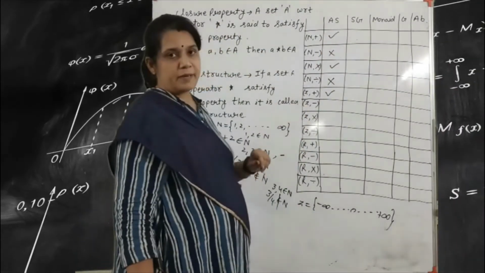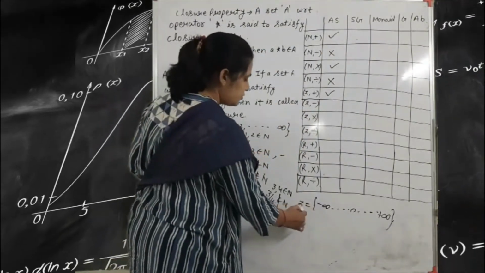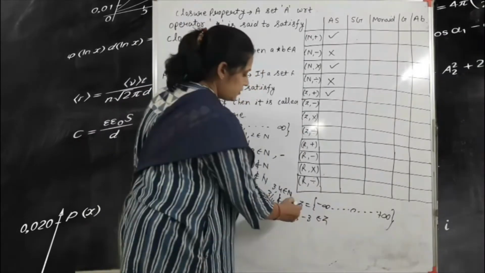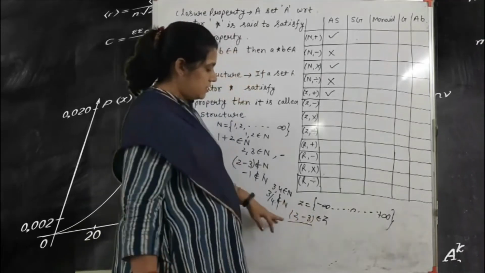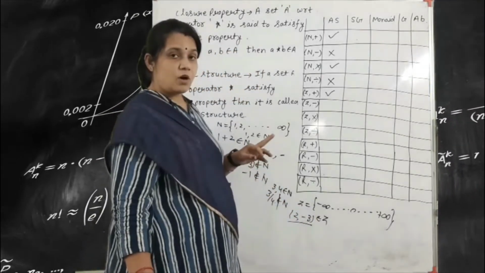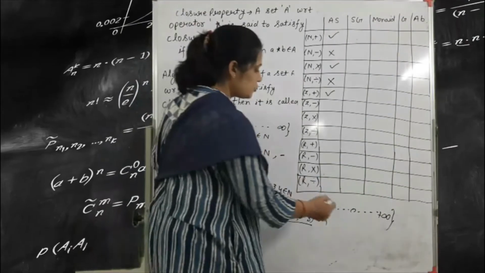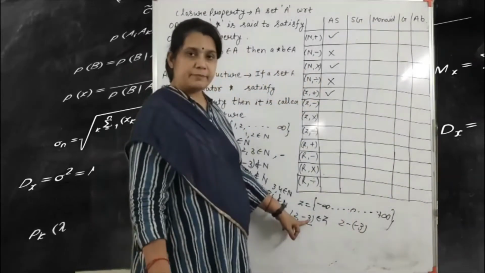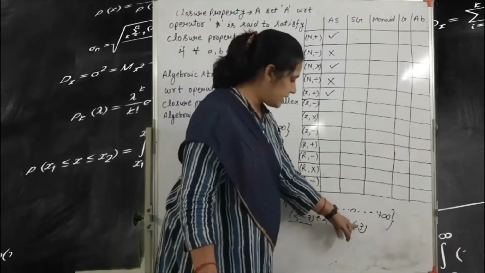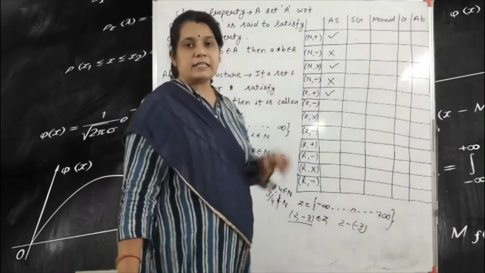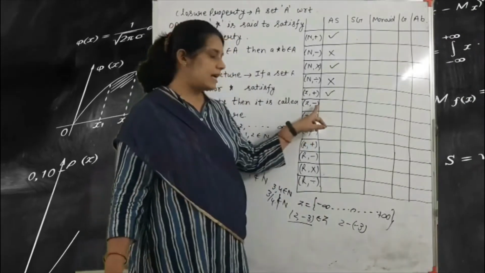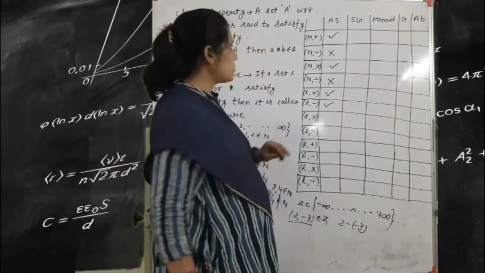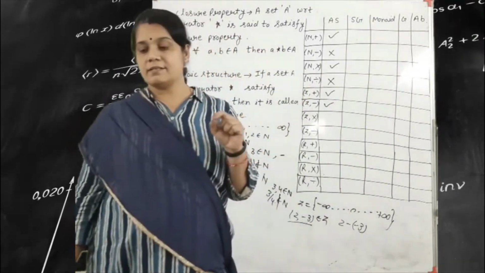Next one is Z minus. So for example, if we consider 2 and minus 3 belonging to Z, and the operator is the minus sign. So 2 minus 3, because our second element is minus 3, that means 2 plus 3, that means 5. So 5 belongs to Z. Yes, 5 belongs to Z. That means Z minus is also an algebraic structure.